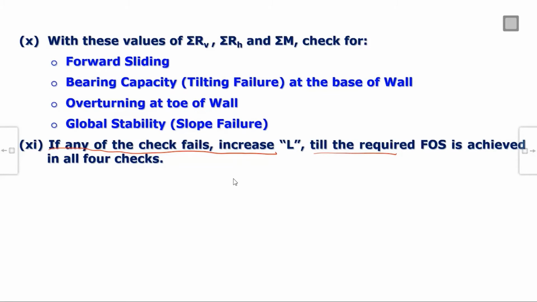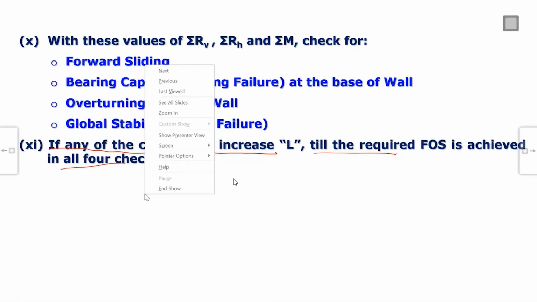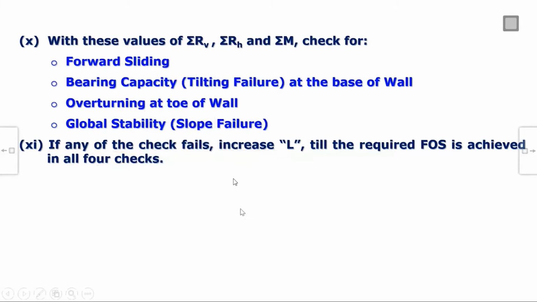So first you fix L at 0.7H, then check whether that L is sufficient for the static external stability check. You may have to revise it. Then check whether that revised L is safe for the dynamic condition of external stability. You may have to revise it again. Now this will be your revised L value. So with this, the external stability check is over for both static as well as dynamic conditions.